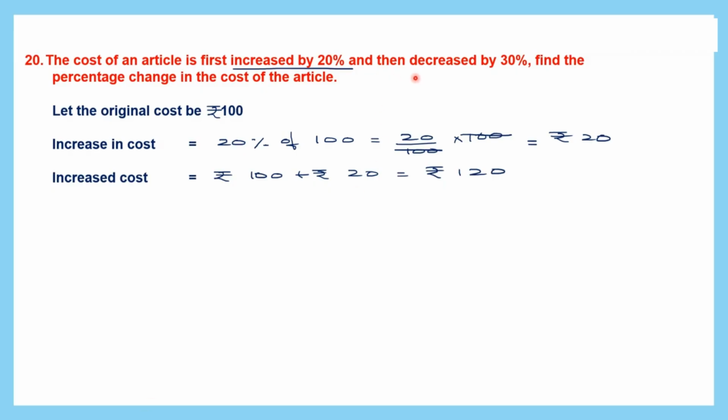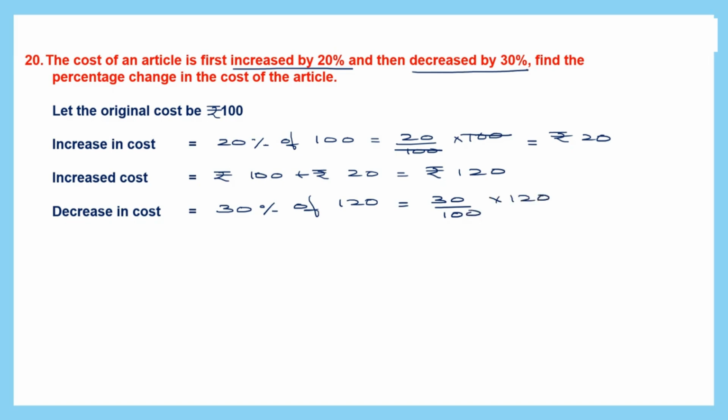Then what does it say? And then it is decreased by 30%. So it has decreased by 30%. So now we have to find the decrease in cost. So decrease in cost will be 30% of the new increased cost, which is 120. So 30% means 30 by 100 into 120. So let's cancel. I can cancel this. I can cancel this. Now I have 3 into 12. 12 threes are 36. That is 36 rupees is the decrease in cost. So what is the decreased cost now?